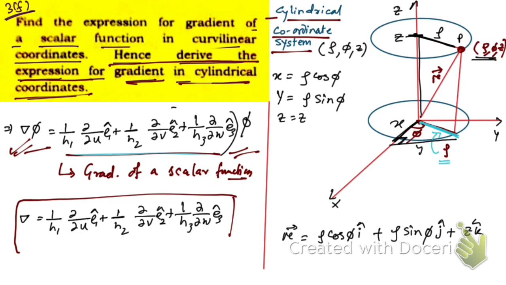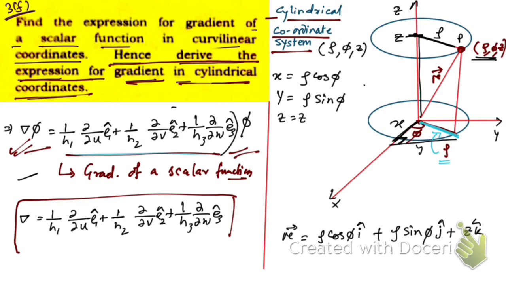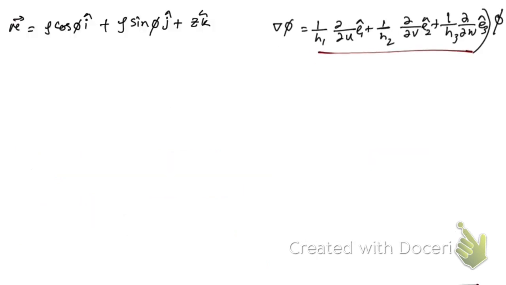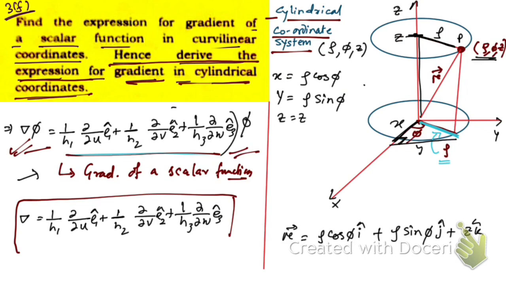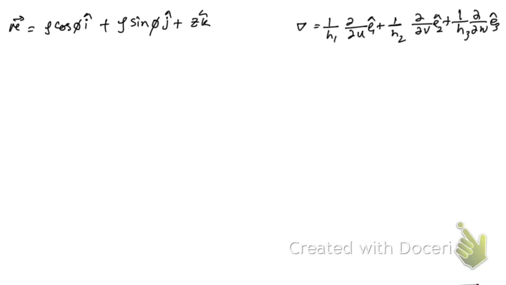So now let me go to a new slide. Let me copy these things and go to a new slide. Let me copy this r vector, and this gradient of the scalar function, just the expression of gradient only. So here is the expression of gradient in cylindrical coordinate, right?